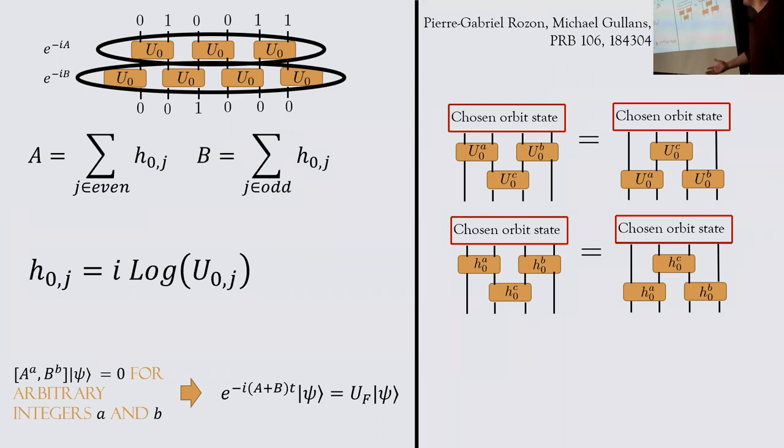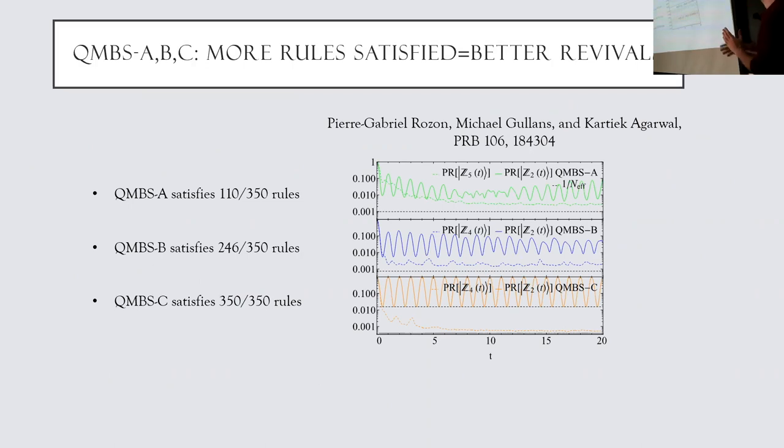And so this theory can give rise to some very peculiar states that somehow time evolve and never thermalize due to these rules. Okay. So now I just want to discuss some examples that we were able to find.